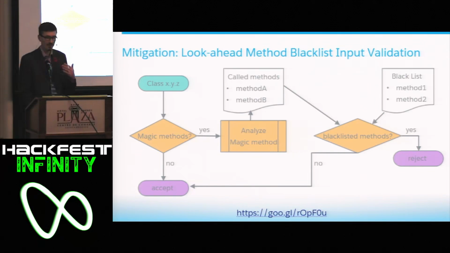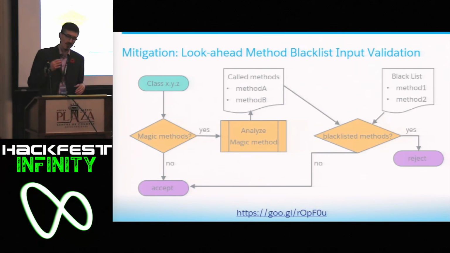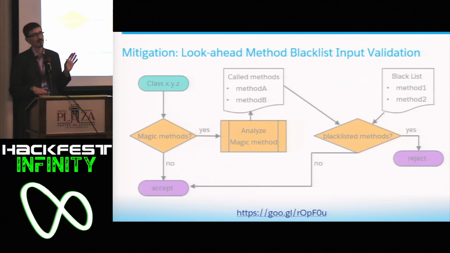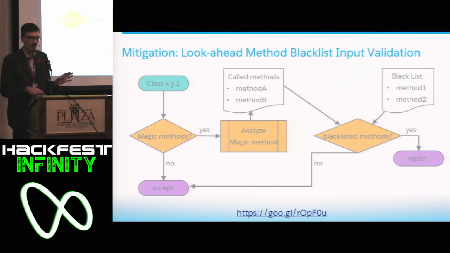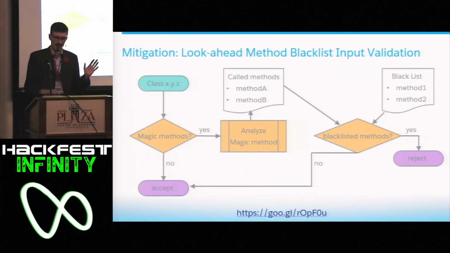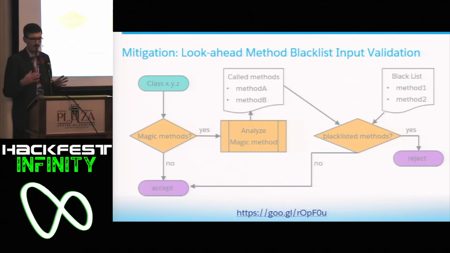That's why I came up with this new idea of having a look-ahead method blacklist. Blacklisting class names may be impossible because you don't know what to blacklist, but maybe you have a very good idea of the method calls you want to blacklist. Maybe you know perfectly well that you don't want to allow file access, network, etc. So it's the same idea of this validation hook that is called, but instead of looking at the name, we look at the bytecode.